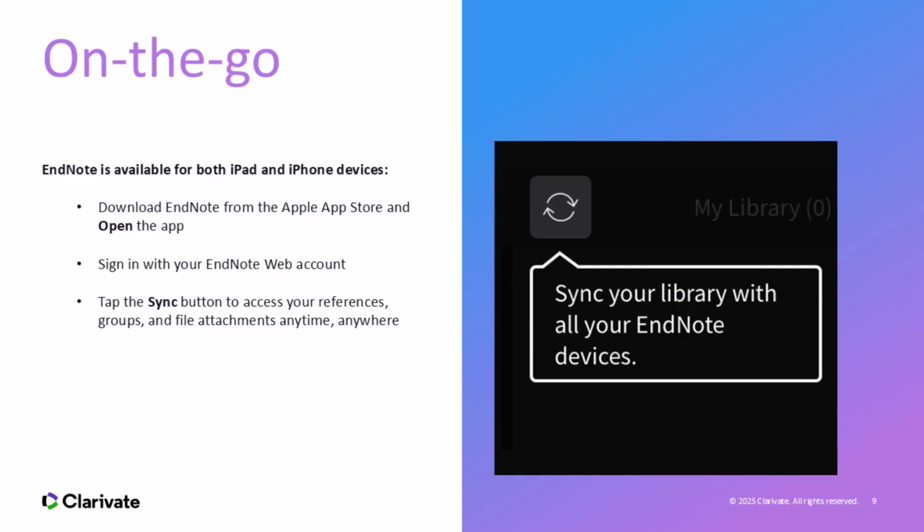With the app, you can access all your references, groups, and file attachments on the go, whether you're in the office, at home, or traveling. Just tap the sync button in the app to update your library and ensure you have the latest changes so you can continue working on your research anytime, anywhere. This mobile access is perfect for when you need to add references or review documents while away from your desktop, making it even easier to stay productive on the move.